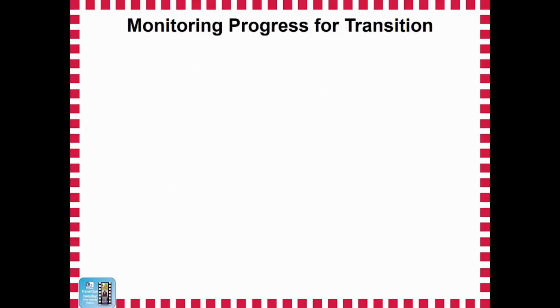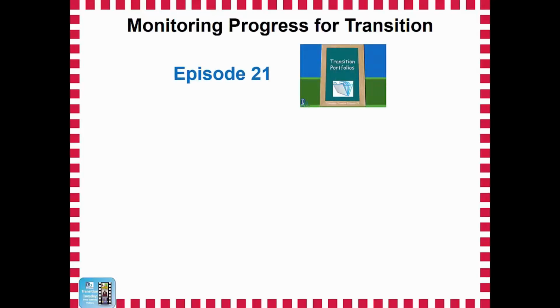Since it's easier to determine students' progress on academic skills, we are going to discuss 3 of 10 Sigma's top strategies for monitoring functional transition skills. Number 3 is transition portfolios. Let's take a look at what they are and how they can be used.